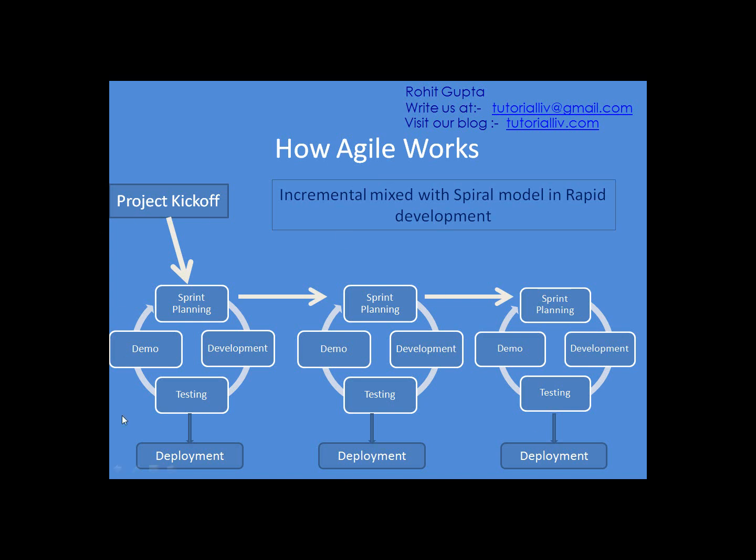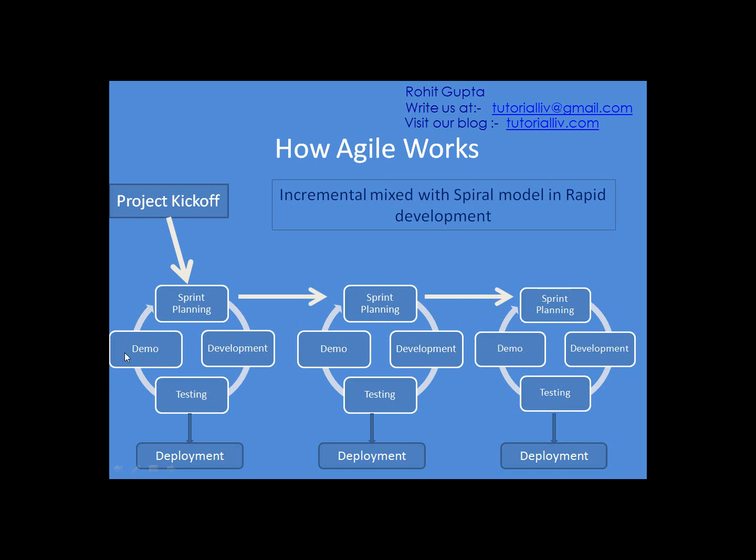After that, we start the sprint planning, or you can say the planning phase. How we are going to deliver that particular part to the customer: how many developers are required, what tools we need, what technology we need. Each and every kind of planning will be done in the sprint planning part. Then we start with the development, then we do the testing, then we demonstrate that particular part to the customer.